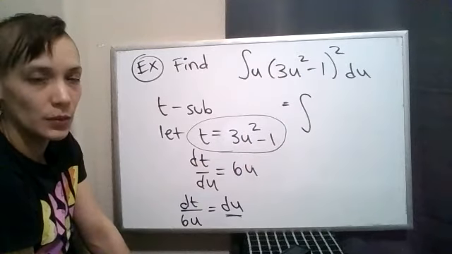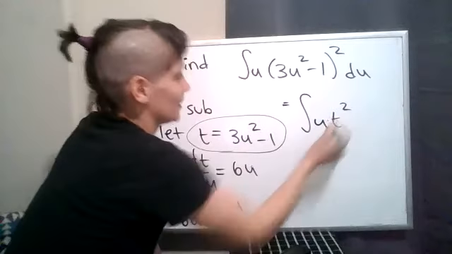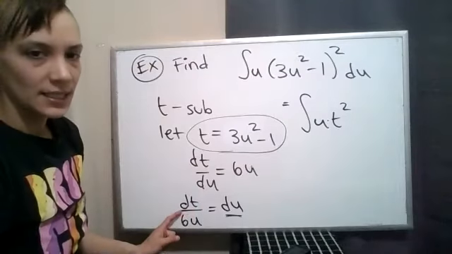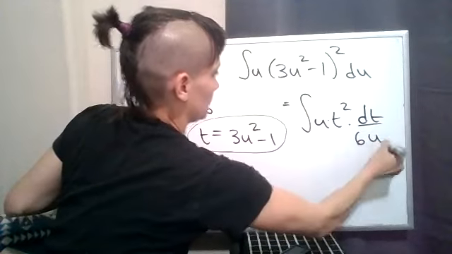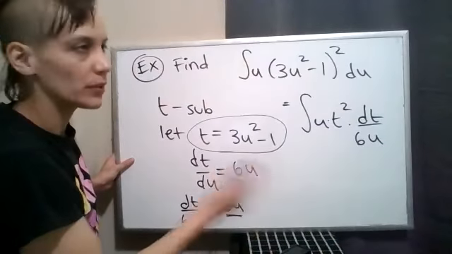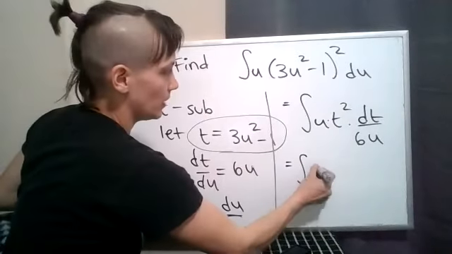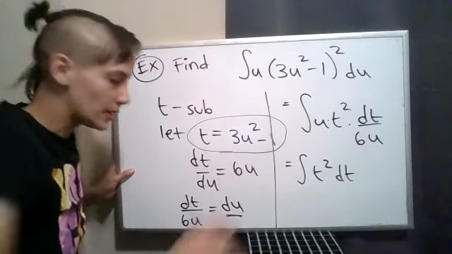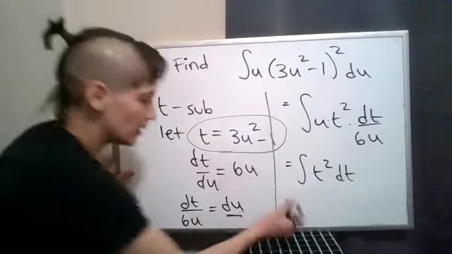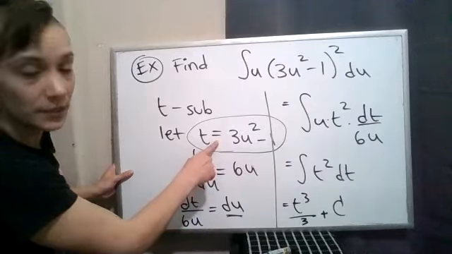So there's u times t squared. And then du is dt over 6u. So u is reduced to 1. U over u is 1. Integral of t squared dt is going to be t cubed over 3 plus c. And then t is 3u squared minus 1.